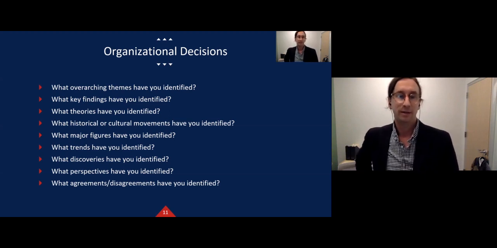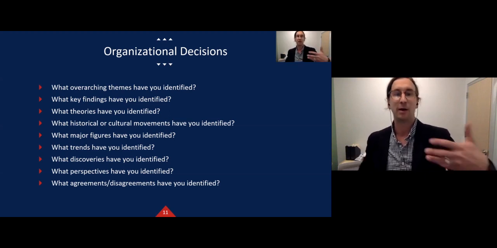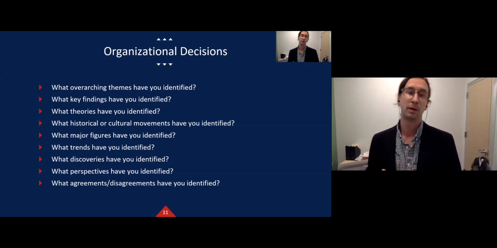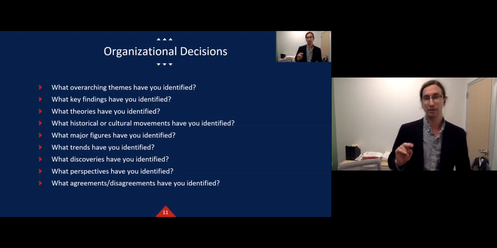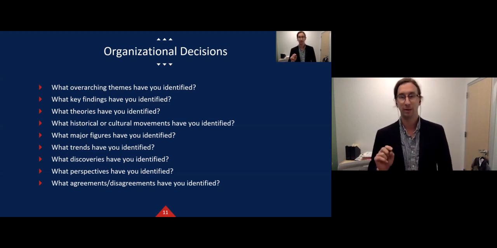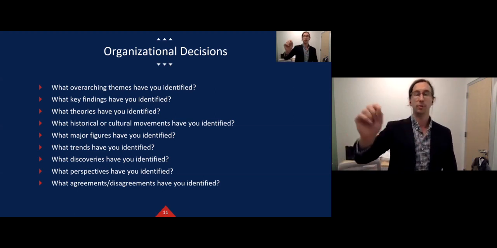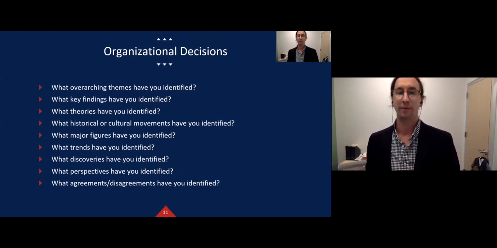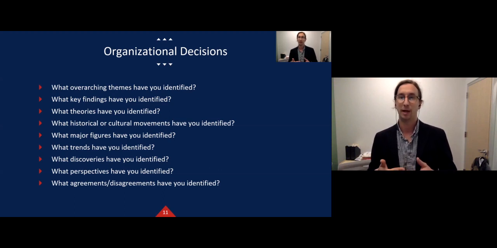The perspectives that we've identified, again, it depends on how we're presenting this. A lot of times that can be synonymous with themes. And then agreements and disagreements. This one is a powerful one. Maybe this one is woven through all of these. Agreement, disagreement is maybe a simple way of thinking about relationships and relationality.